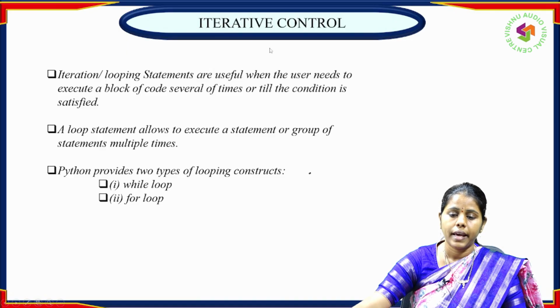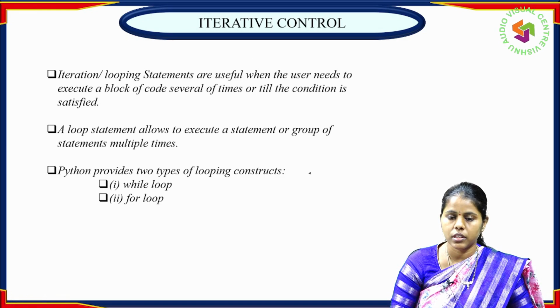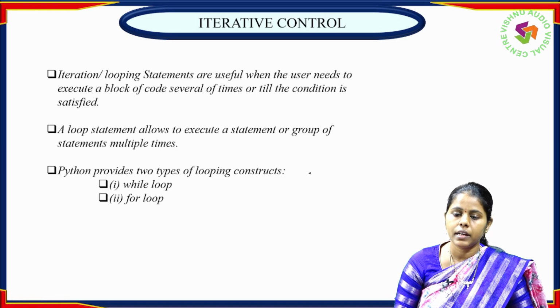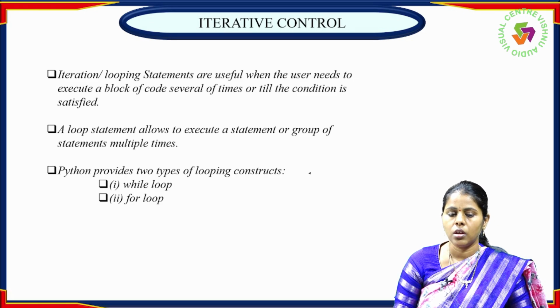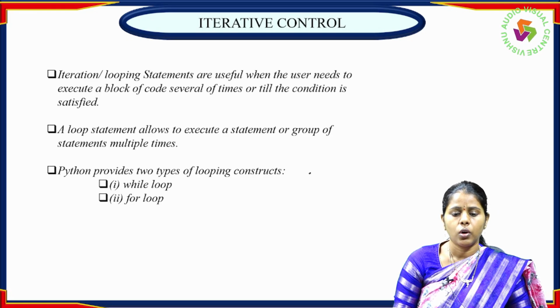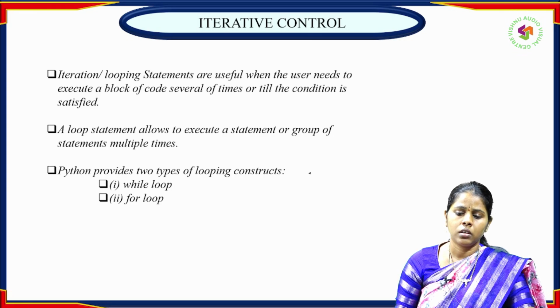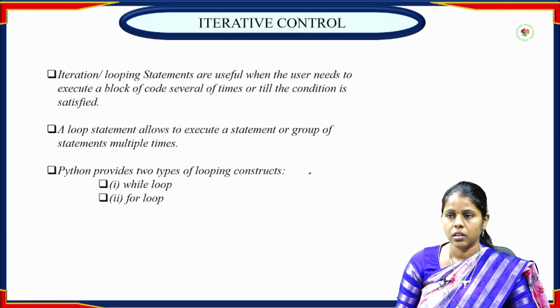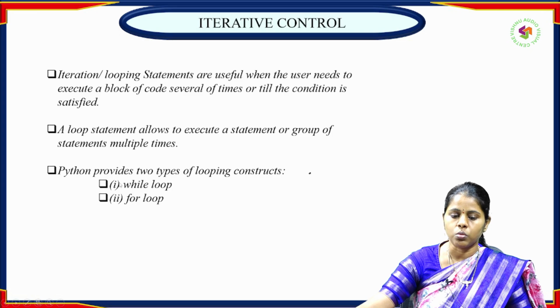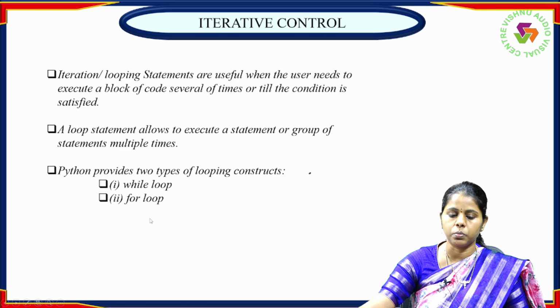So till now we have discussed selection control statements. Now we are discussing iterative control statements. What is iterative? Iterative means we can call them looping statements. What is a loop? We execute some number of statements iteratively as long as the condition is true. Here we have 2 types of looping constructs: the while loop and the for loop.